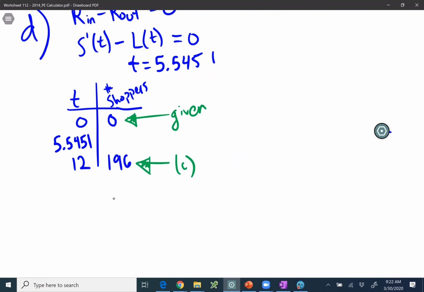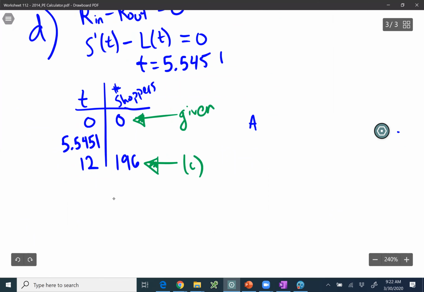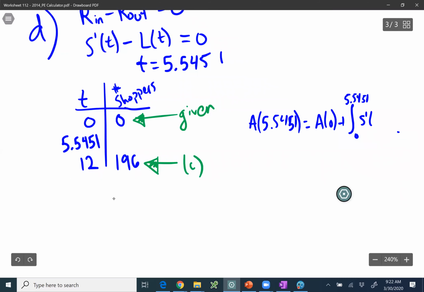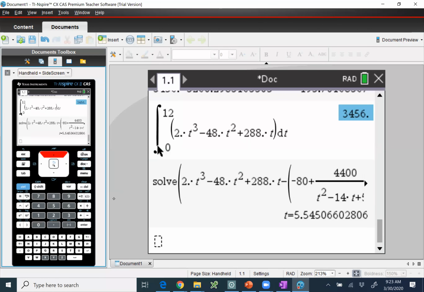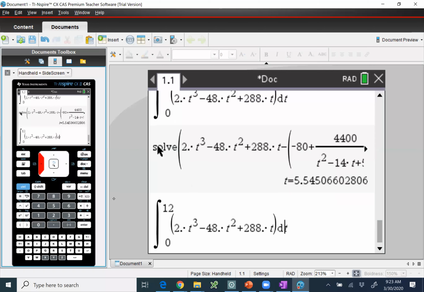But if you want to write it out, essentially it would become the amount at 5.541 is equal to the amount at 0 plus the integral from 0 to 5.541 of S prime of t, the rate in, minus the integral from 0 to 5.541 of the rate out, which was L of t dt. This is 0, right? So in our calculator, it's essentially just redoing what we did up here. So this is our rate in.